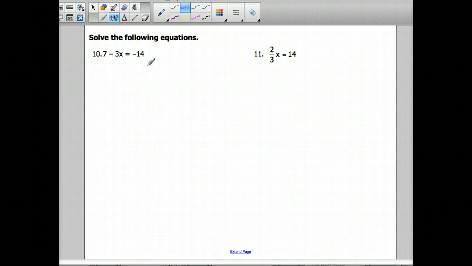Alright, now solve these. So these are called multi-step because they require more than one step. So generally, when you're solving an equation, generally, not always, when you simplify, you use PEMDAS. When you solve, you use PEMDAS backwards. So you're going to many times want to subtract or add before you multiply or divide.